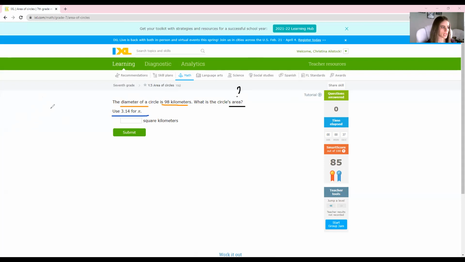All right, remember, diameter is all the way across your circle. But what we need is from the center to the edge. We only need half of that for our radius. The diameter is 98. Divide the diameter by 2. So 98 divided by 2 is 49. That means our radius is 49 kilometers. Now we have the radius, which is what we need for our formula. Let's finish off our problem.